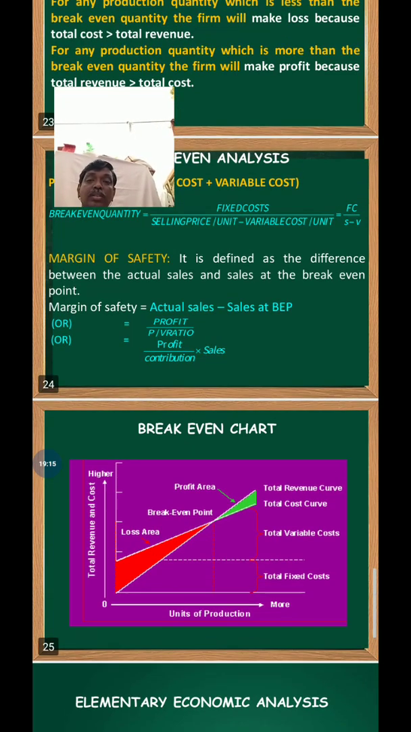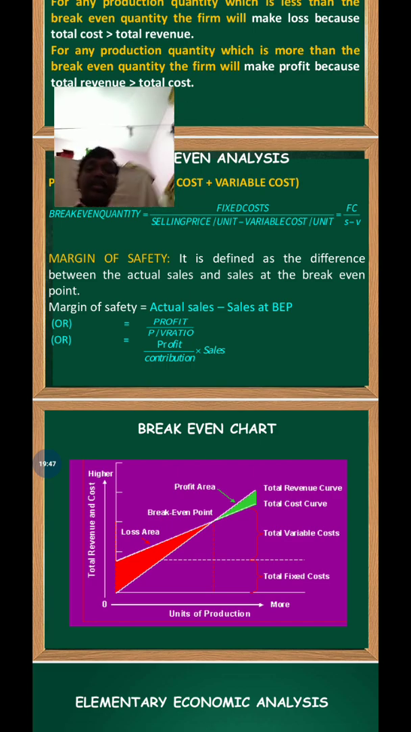And then the margin of safety calculated by the break-even chart is actual sales minus sales at break-even point, or profit by P by V ratio. P by V ratio means profit volume ratio. Profit by contribution to sales is also used to calculate the margin of safety. Margin of safety will help your business in an efficient manner. These are the things we discuss in this class.